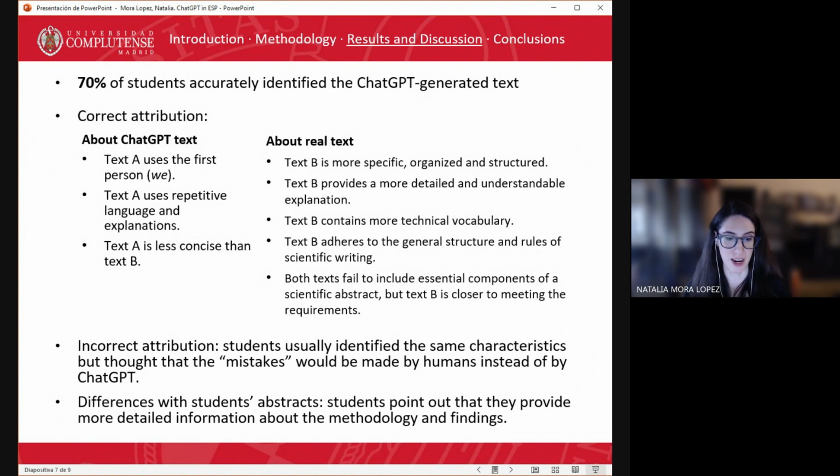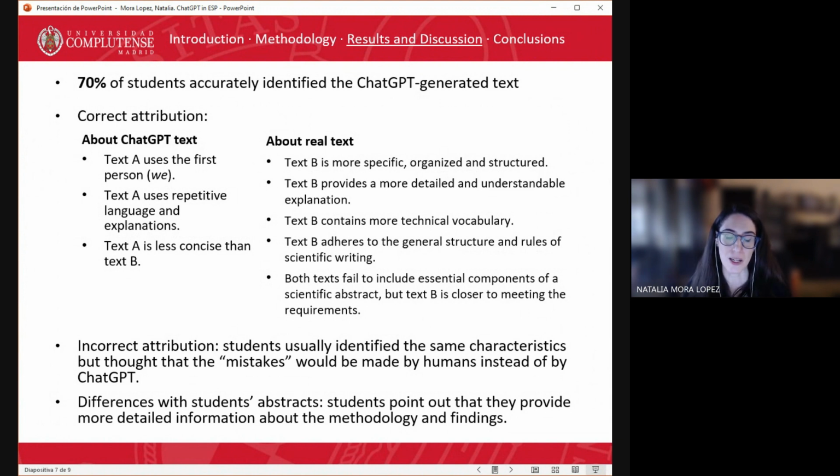And now it's very funny, because students who failed to attribute the authorship of the text correctly identified the same text features in both, but they thought that ChatGPT would do better than humans. So they identified the mistakes in the same way, but they thought that ChatGPT had written the text on the right, text B, because it was better than the other one. So they thought that humans would be more prone to making mistakes than ChatGPT.